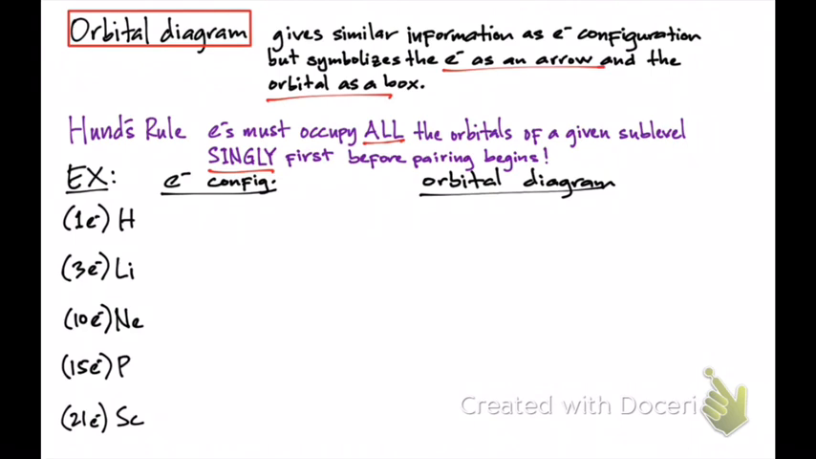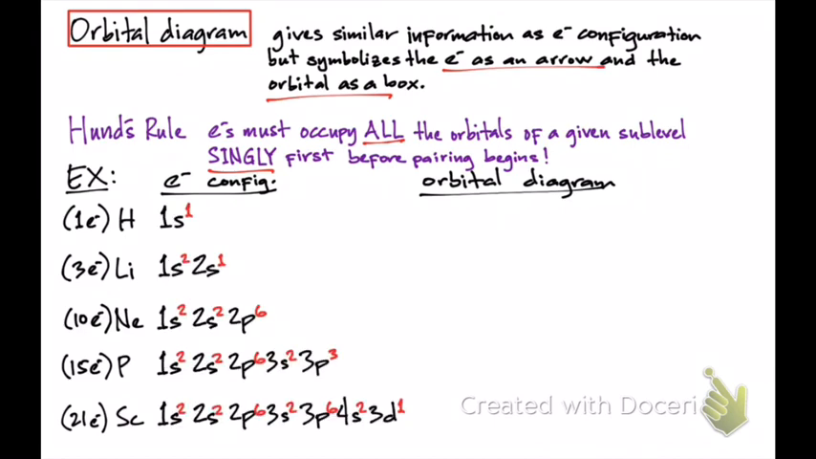So let's take a look at a few examples here. We have hydrogen, lithium, neon, phosphorus, and scandium. These are the same elements that we looked at as examples for electron configuration. So you should already know the electron configurations, right? For hydrogen, it's 1s1, because it has 1 electron. For lithium, you have a total of 3 electrons, so 2 plus 1 equals 3. And for neon, a total of 10: 2 plus 2 plus 6 equals 10. And this is the order of building up or filling up the sublevels.